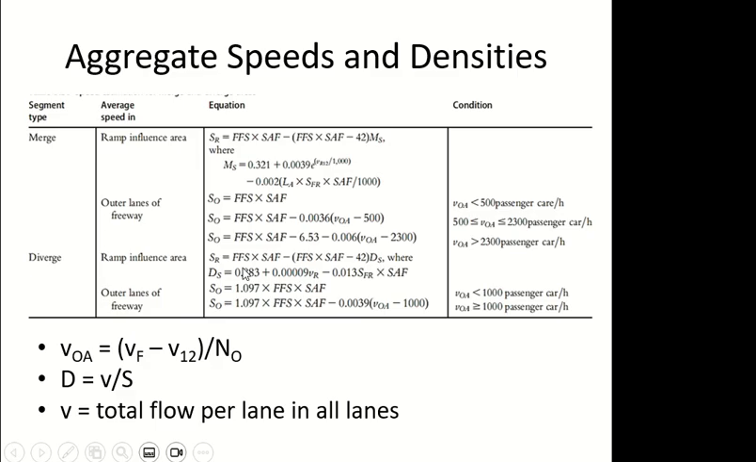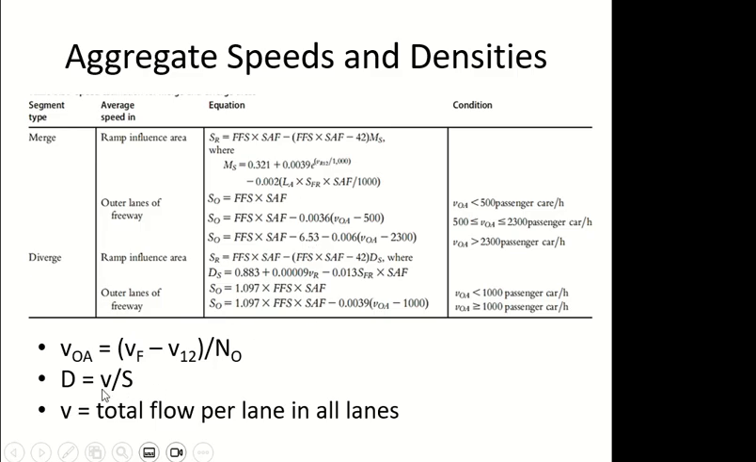These equations will give you average speed in each set of lanes, the V12, the first 2 lanes, and the outer lanes. If you want to calculate the density for each set of lanes, then we will use the simple equation of density: flow rate, which you already know, divided by the speed. You already know V12 and you already know V outer lane. So you divide by the speed you find from here for each set of lanes.